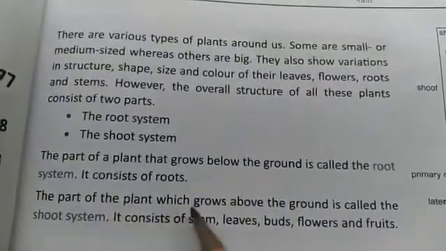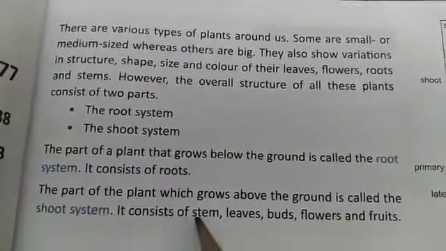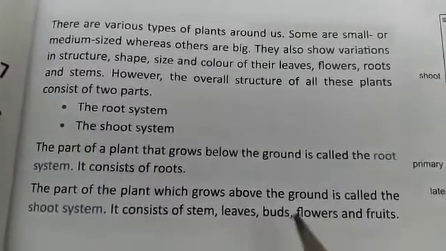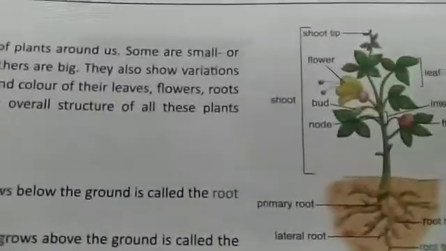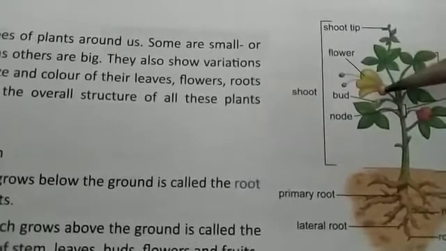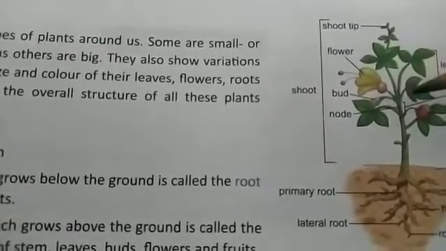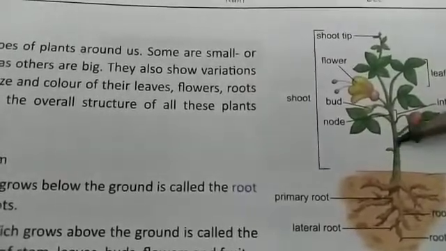So the part of the plant which grows above the ground is called the shoot system. It consists of a stem, leaves, buds, flowers and fruits. So in the shoot system you can see the flowers, you can see the buds, you can see the leaves, and you can see this stem portion.